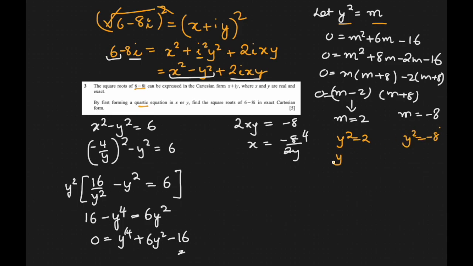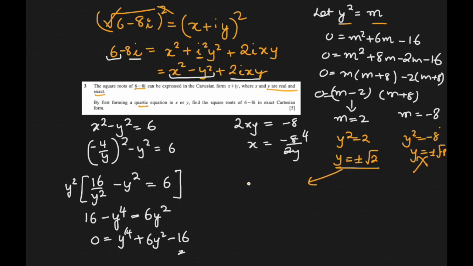So this becomes y equal to plus or minus square root 2. However, y square equal to negative 8 is not possible because they said x and y are real and exact. It will again give us a complex root, so we will ignore this. Okay, this is our y. So now we have two y's, plus square root 2 and minus square root 2.